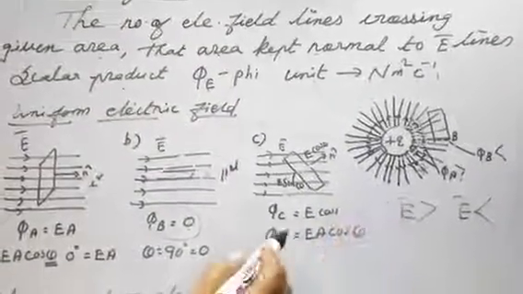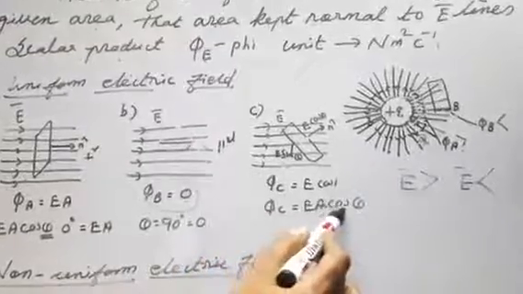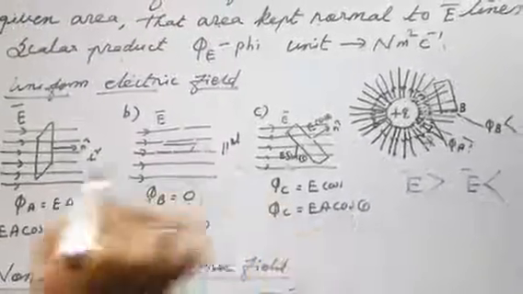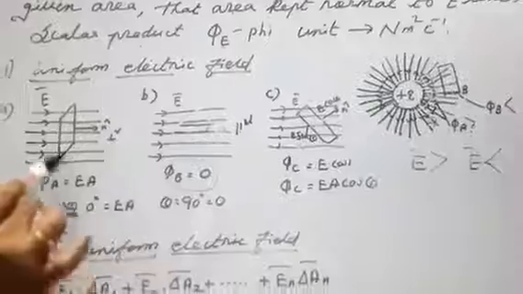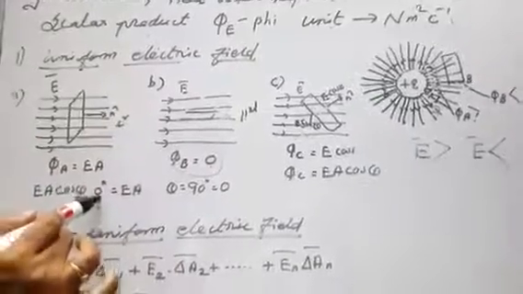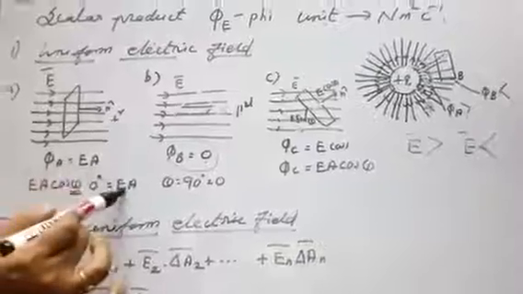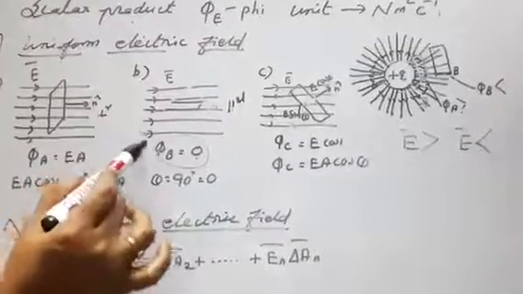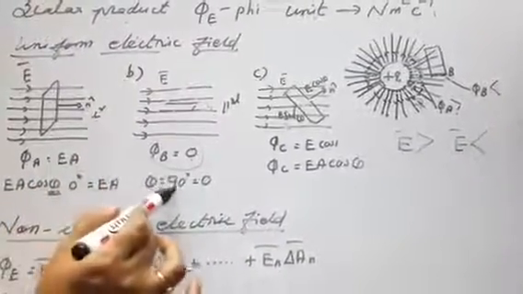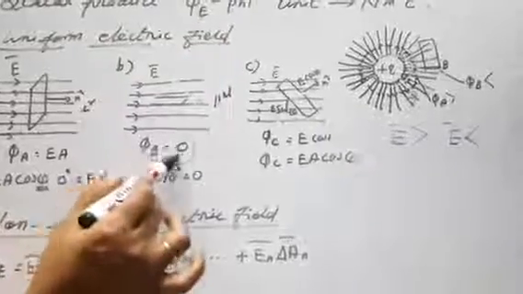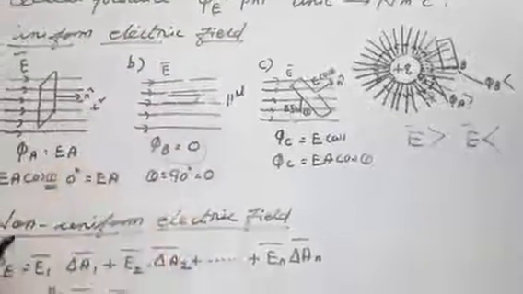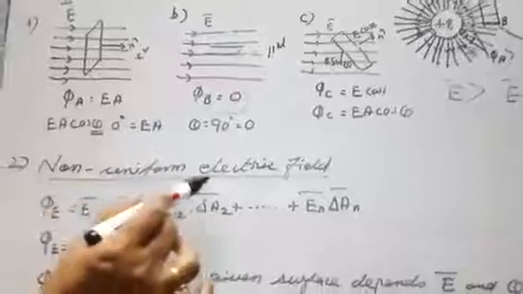Now in this EA cos theta, for the first case theta is 0, and cos 0 is 1, so phi A equals EA. For the second case, theta is 90, cos 90 is 0, therefore phi B equals 0. Next we will discuss a non-uniform electric field.